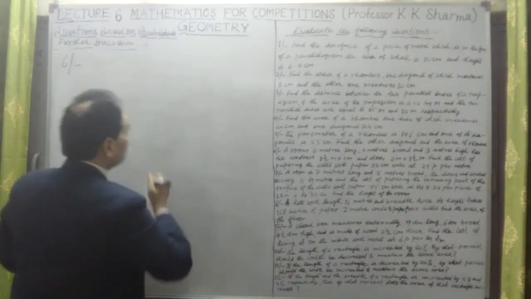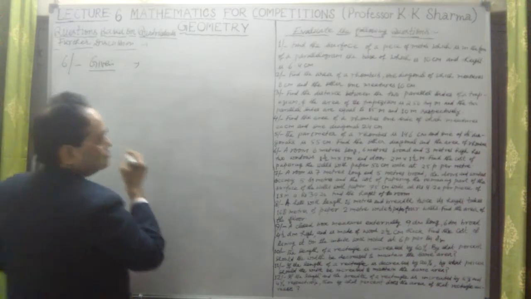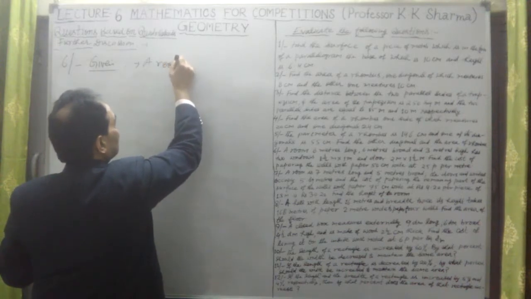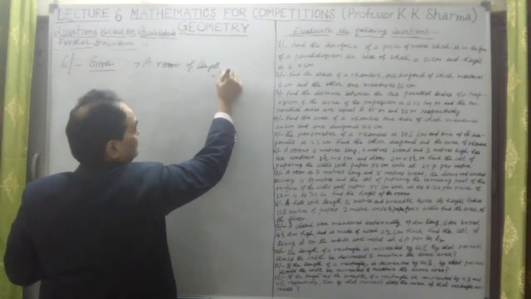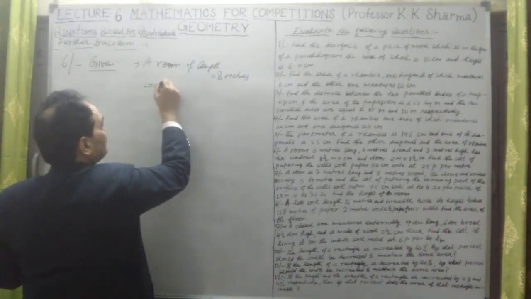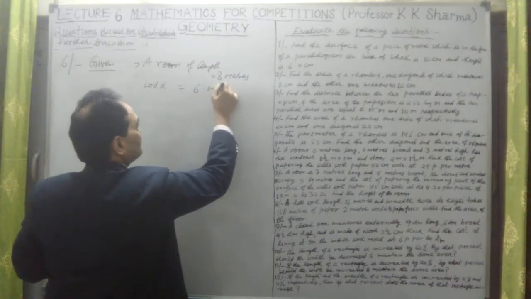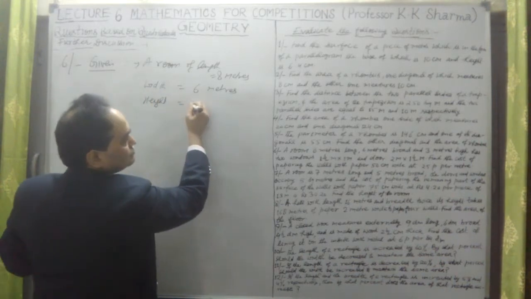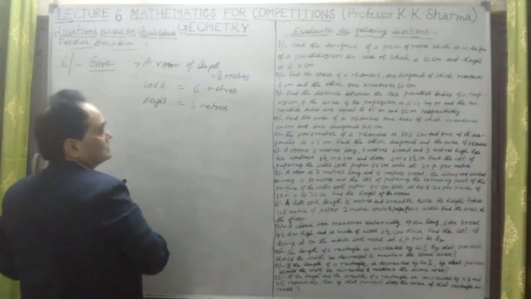So now let me take question 6. What is given to us? Here we are given a room of length equal to 8 meters, width or breadth 6 meters, and height equal to 3 meters. This is the height.